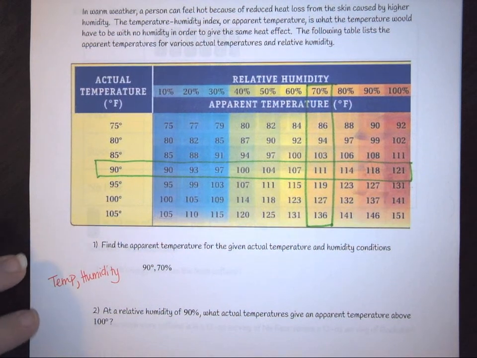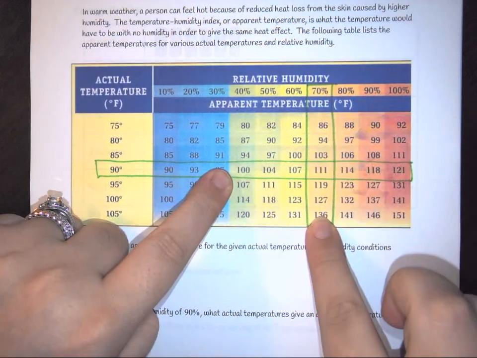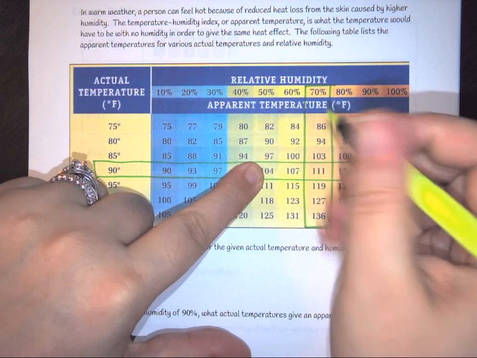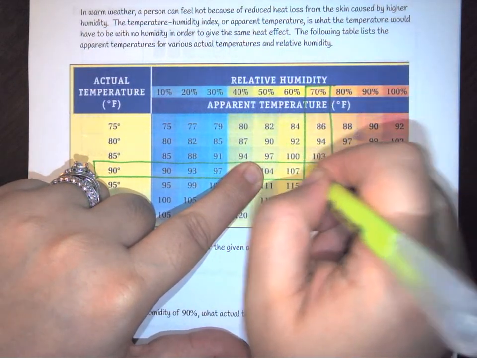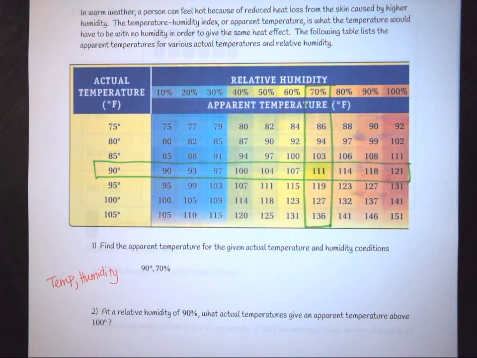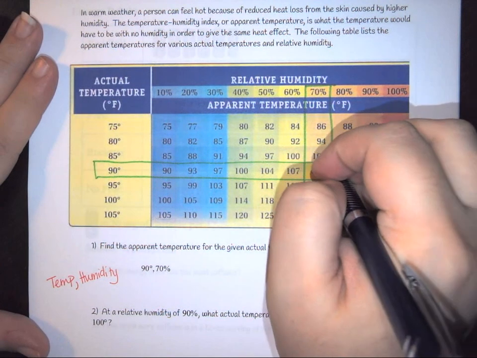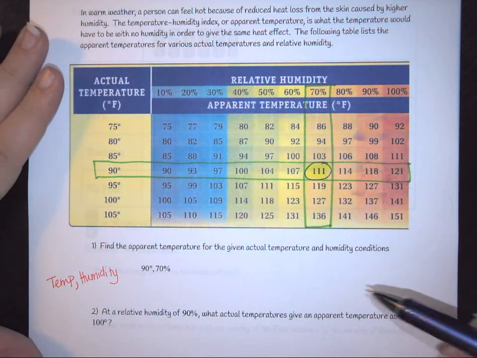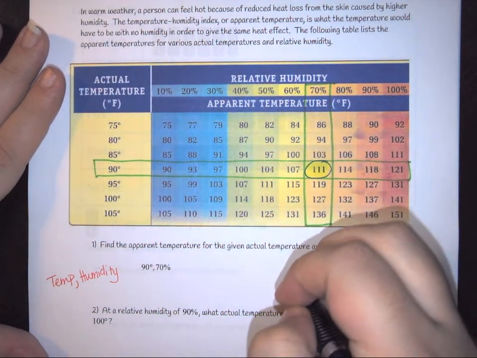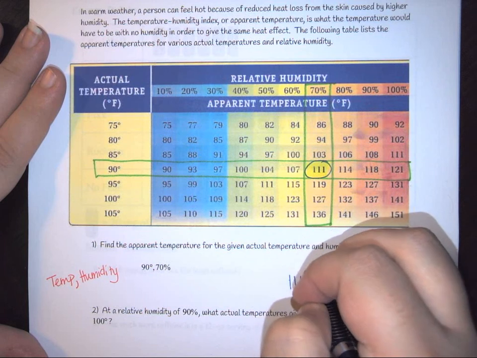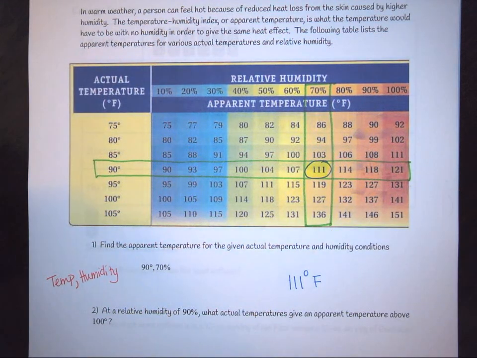Okay. And so in order to actually find my result, I am looking for the place in my data table where my two bars cross each other. In other words, they cross right here at this 111 spot. Because that's the spot where we cross, the answer to the first question would be 111 degrees Fahrenheit.